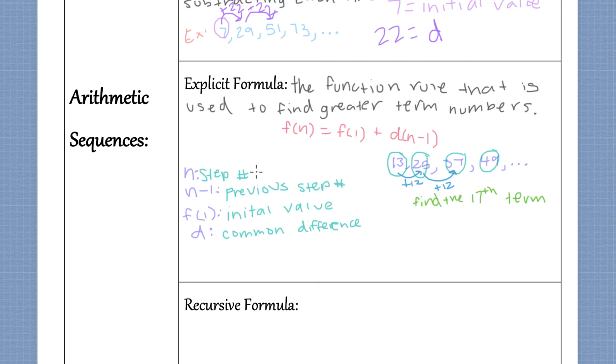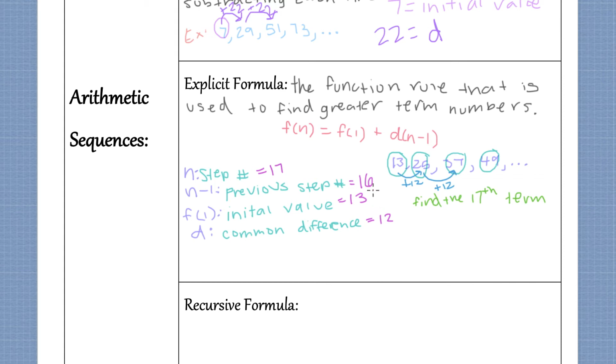So n is the step number that we're trying to find, and we're trying to find the 17th term, which is the 17th step number. N would be equal to 17. The previous step number, n minus 1, is going to be 16. And then the initial value we said was the starting value, and it was 13. And the common difference, we found it, and we said that our common difference is 12.